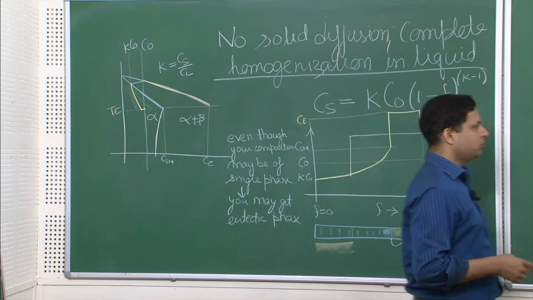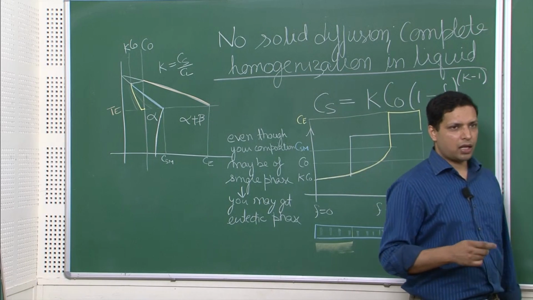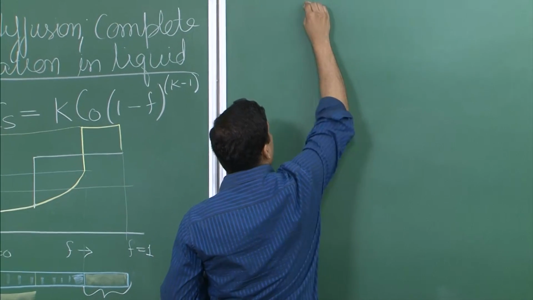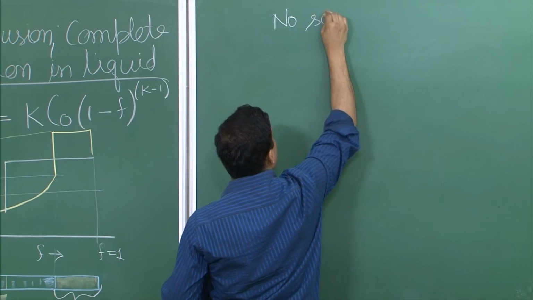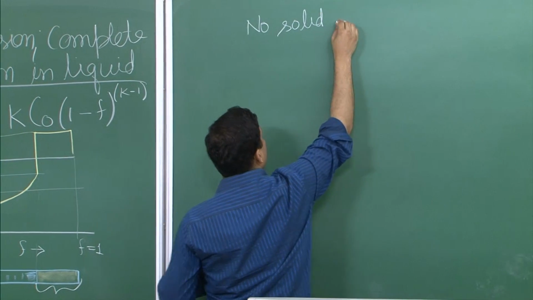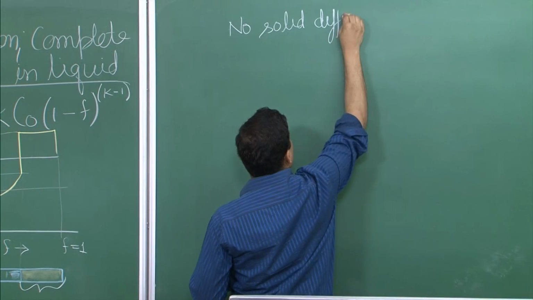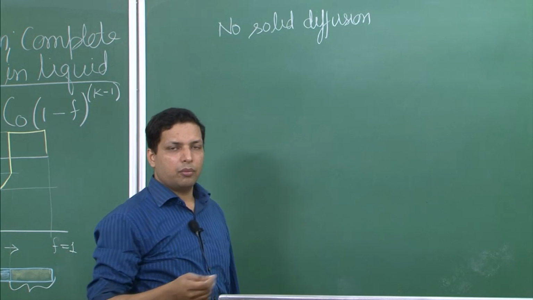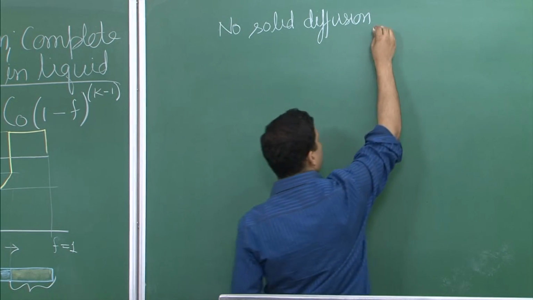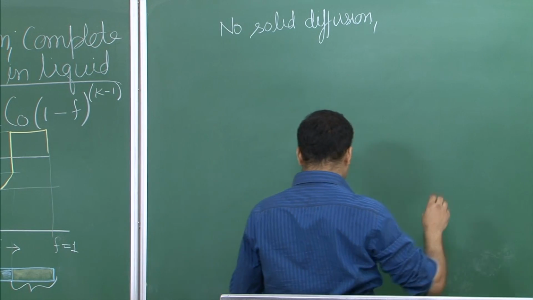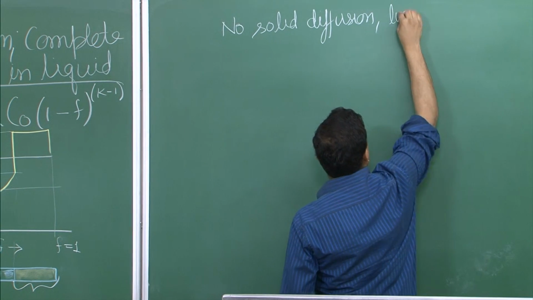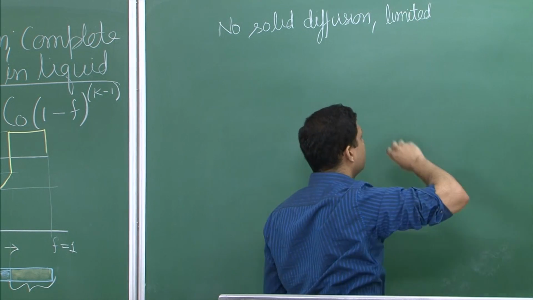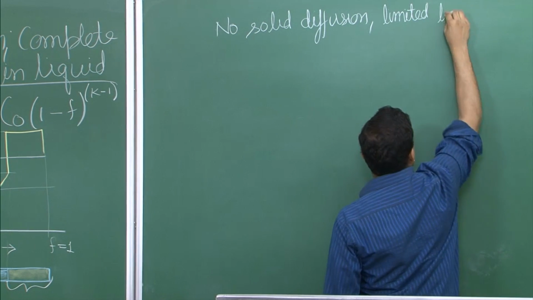So, we will assume now some limitation in homogenization in the liquid part, and now we have the condition where we have no solid diffusion as before, because this is almost always the case. So, no solid diffusion and limited liquid diffusion, limited homogenization by diffusion, or you can say limited liquid diffusion.